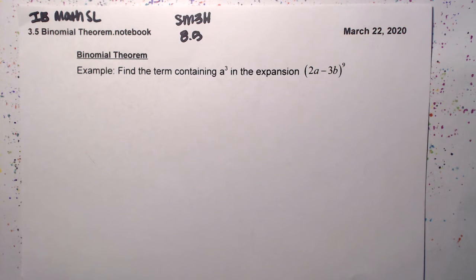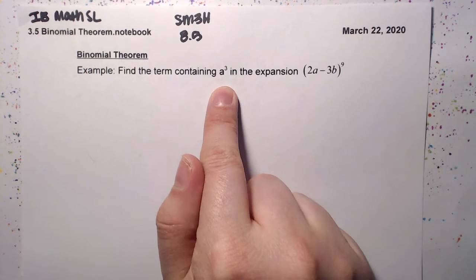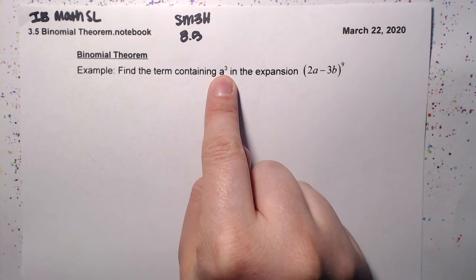This is Secondary Math 3 Honors 8.5 or IB Math SL 3.5. And we're going a little bit beyond the binomial theorem and thinking in terms of, instead of expanding this whole thing out, let's try to find a specific term. In this case, I want the term that's going to contain a cubed.